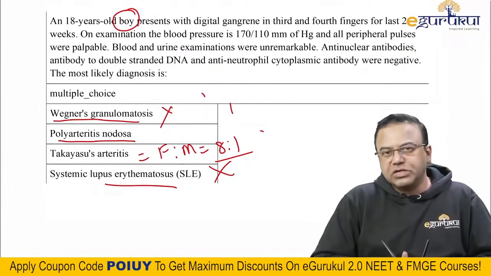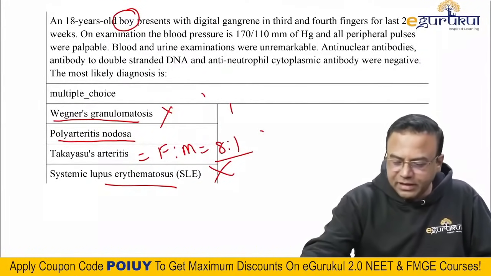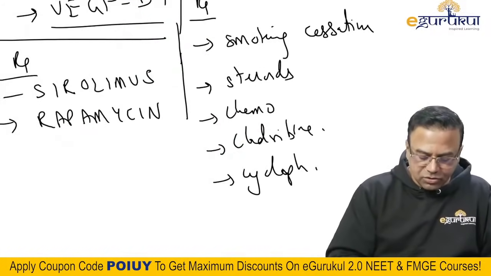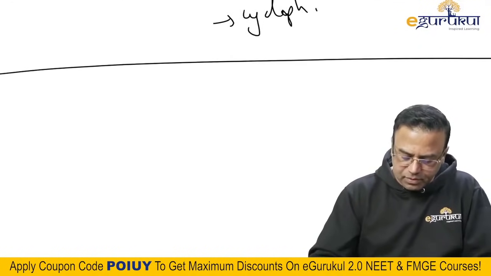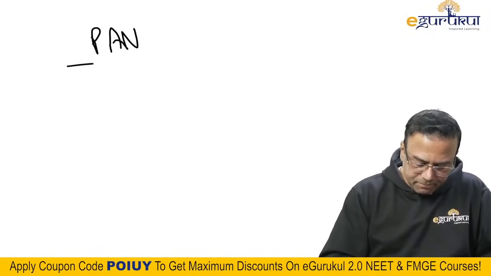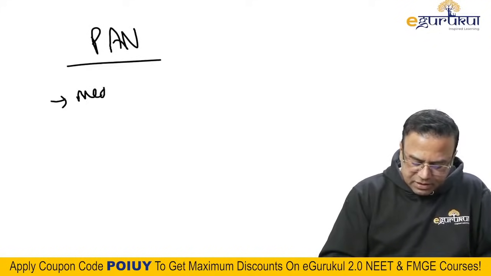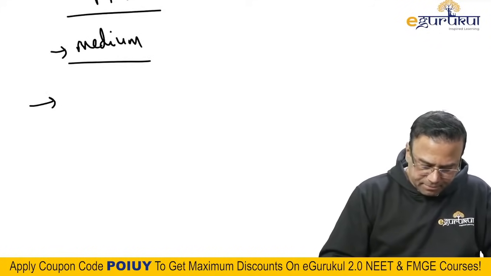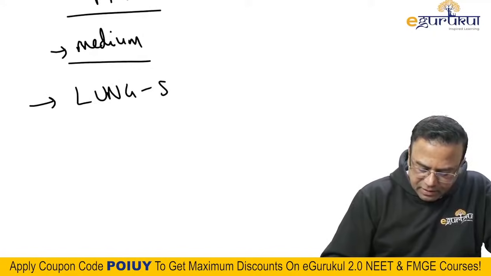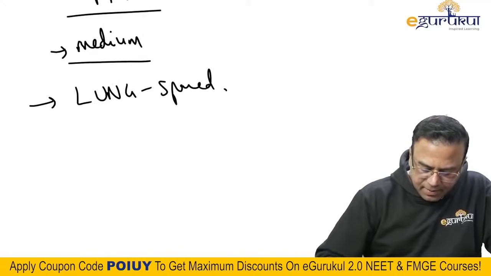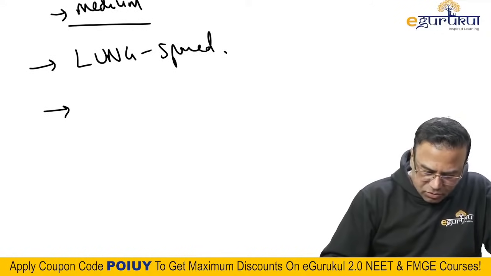The patient can have digital gangrene. The combination of findings will tell you the patient has got polyarteritis nodosa. What are all the main features you're going to look for in polyarteritis nodosa? First of all, it's a medium-sized vessel vasculitis. And because of this, they'll highlight the issue that the lung is spared. Lung is never involved in patients with polyarteritis nodosa.